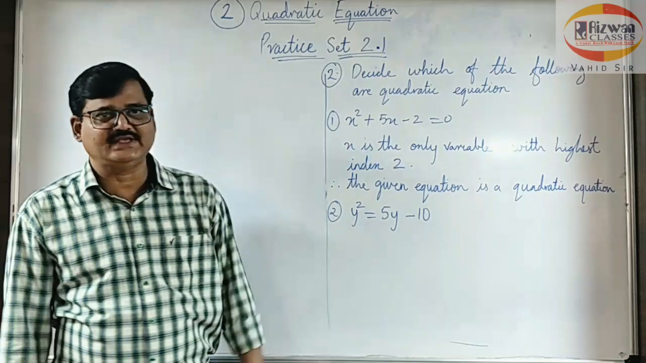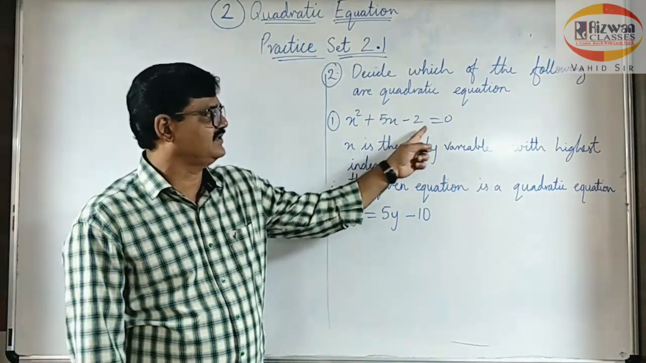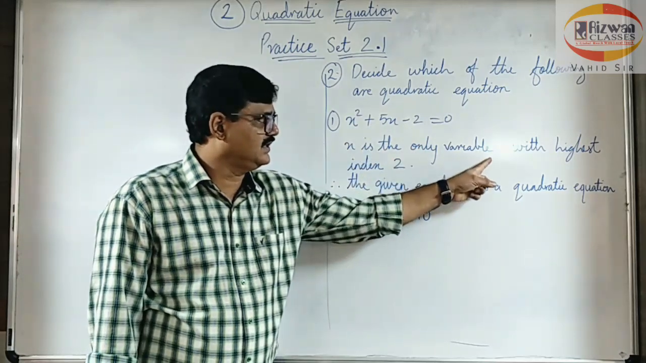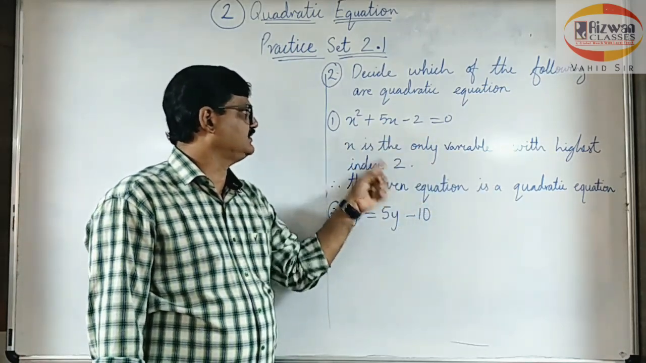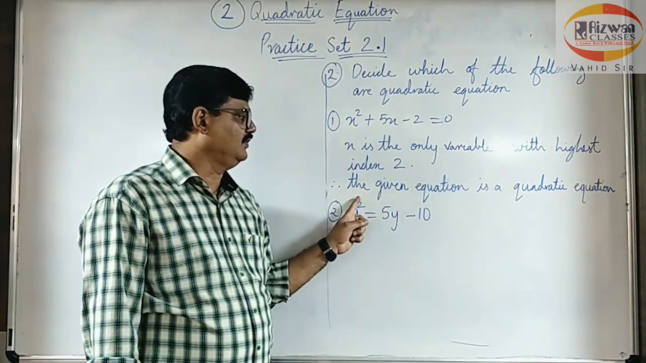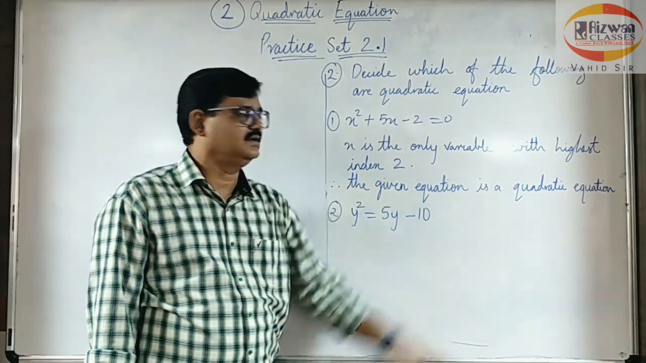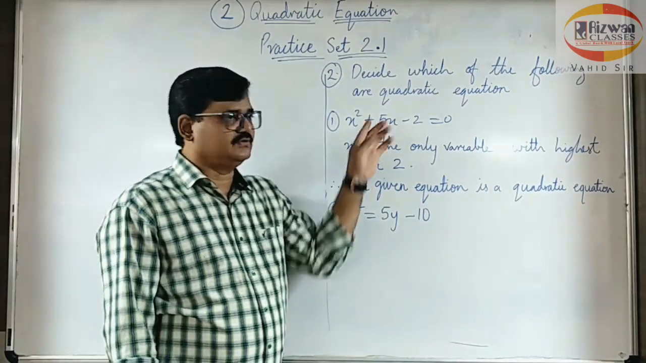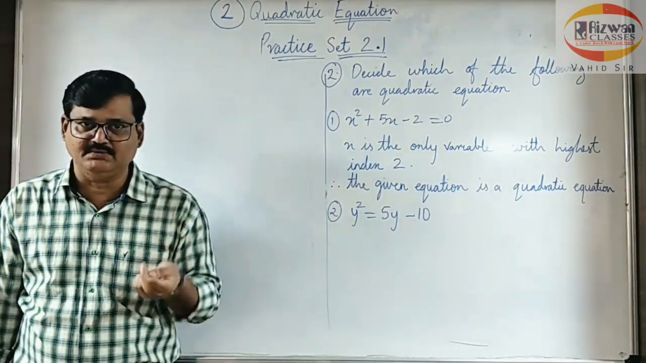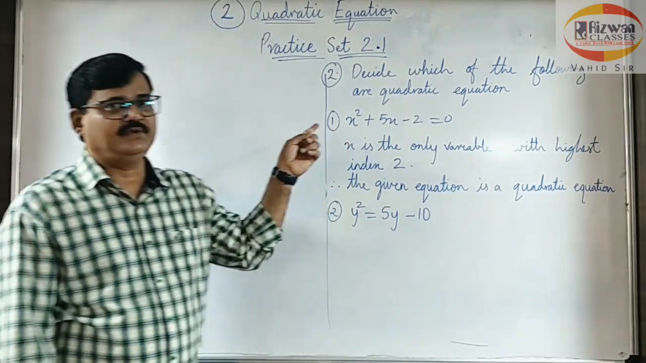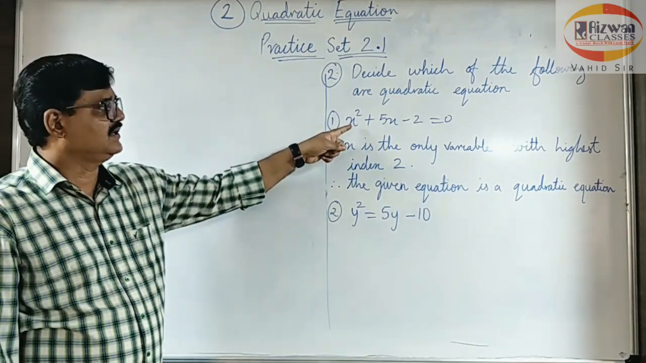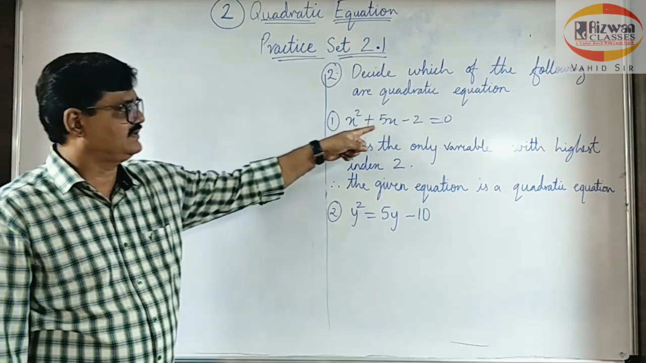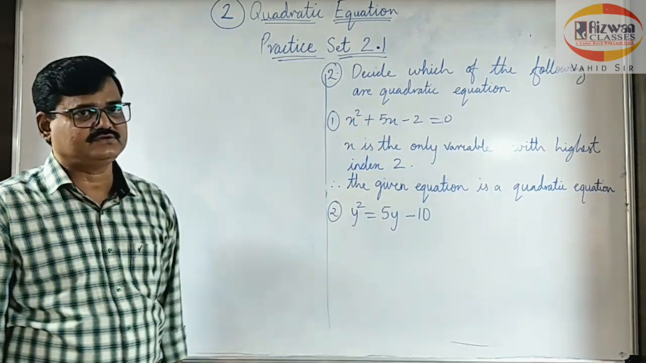So the first example: x square plus 5x minus 2 is equal to 0. Can you see that x is the only variable, with the highest index 2? So therefore the given equation is a quadratic equation. It is so simple. You just have to check that it has one variable and the maximum index is 2. Both conditions are satisfied in this equation.